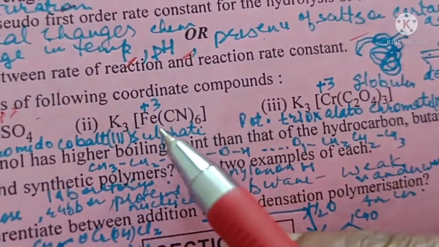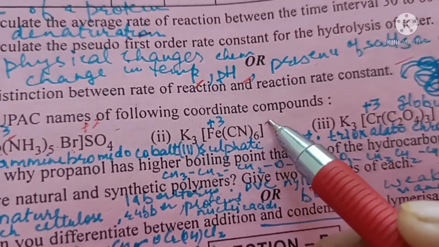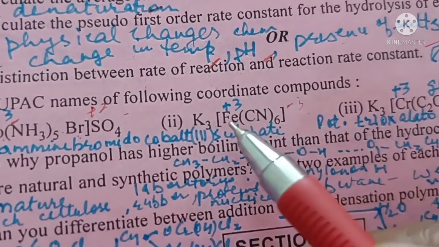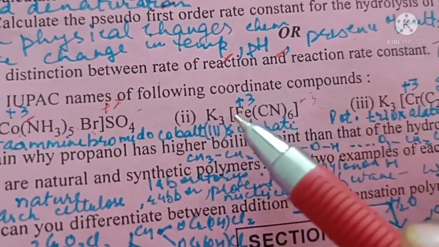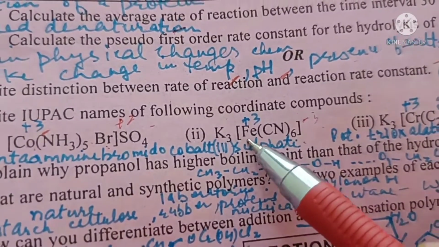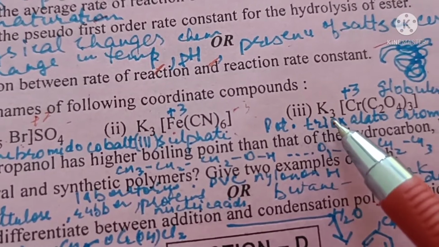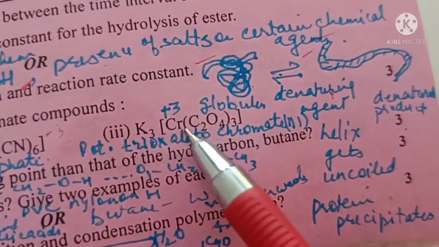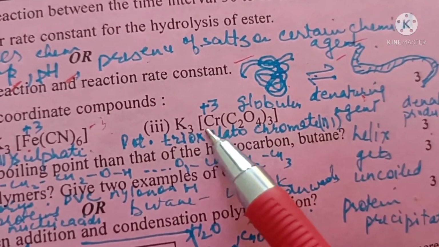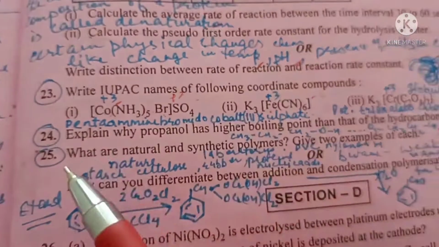For this compound, the oxidation state comes out to be, because this is plus 3, this is minus 3. So x plus 6 into minus 1 is equal to minus 3, and x is equal to plus 3. So name will be potassium hexacyanidoferrate(III). Next is potassium trioxalatochromate(III). These are the IUPAC names.